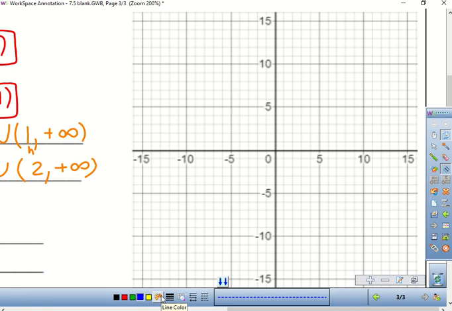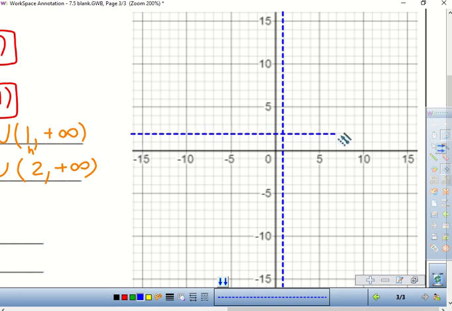So it looks like we found 2 asymptotes. We found a vertical and a horizontal one. So it looks like we have a vertical asymptote at x equals 1, and we have a horizontal asymptote at y equals 2. And once you've graphed your asymptotes, you're going to move into graphing your intercepts that we found.